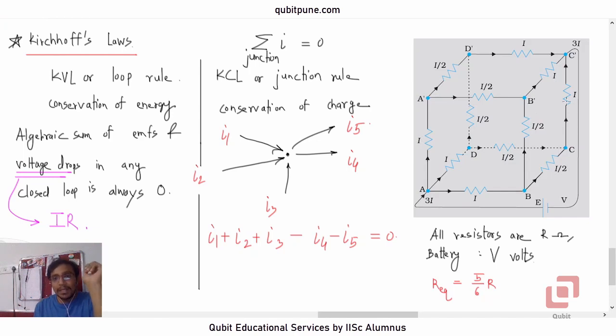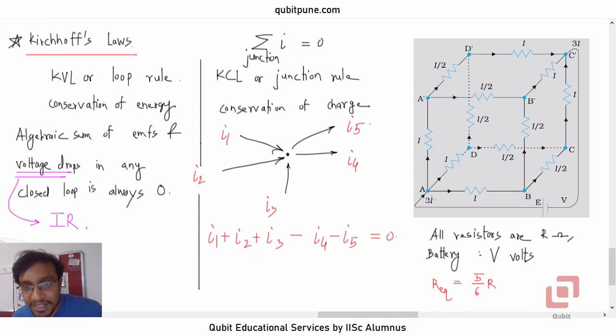Now one of the main tasks in solving such problems, to determine the current or to determine the net resistance, is that we should first keep the number of unknowns as small as possible, and symmetry is one of the tools to do that.